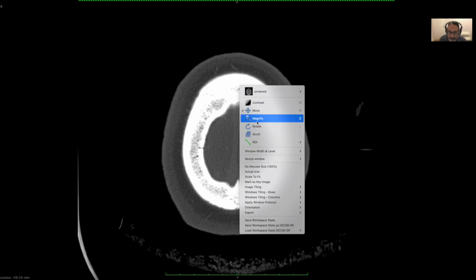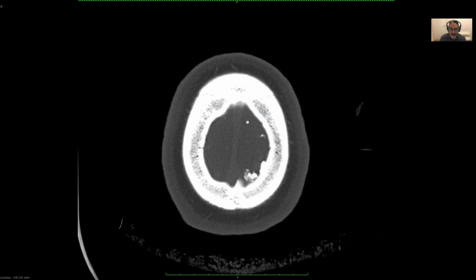Wait, let me, well, I'm supposed to have this pointer. I don't have that pointer. Okay, well, I'll use this then.